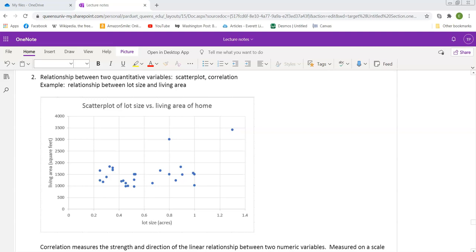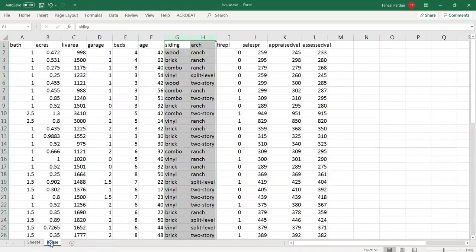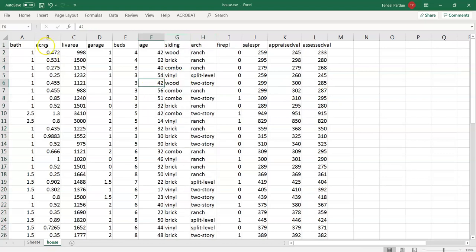Welcome back. So in this video we're going to be looking at how to characterize the relationship between two variables when they are both quantitative, in other words numeric quantities. In this example we are going to be looking at the relationship between the lot size of a home and the size of the home itself, so the interior living area of the home. This is in acres and this is in square feet.